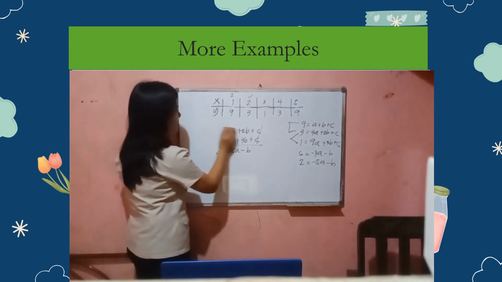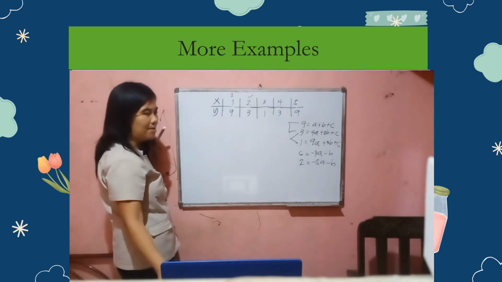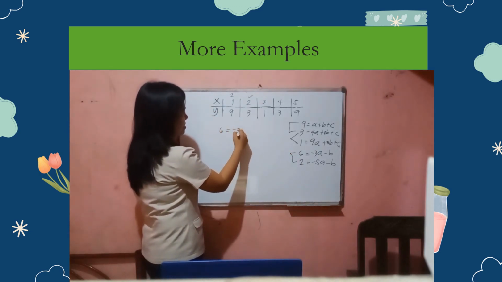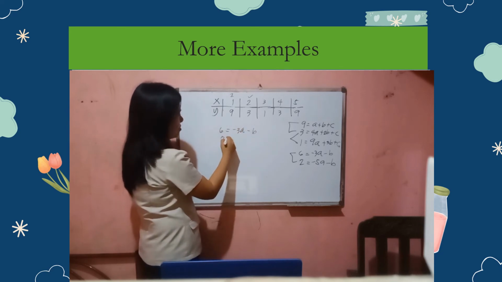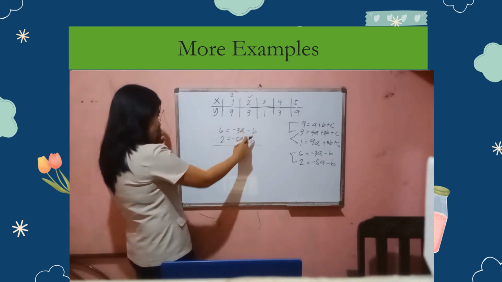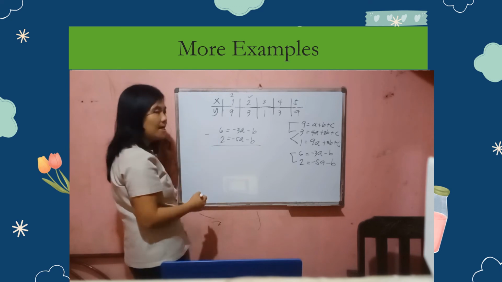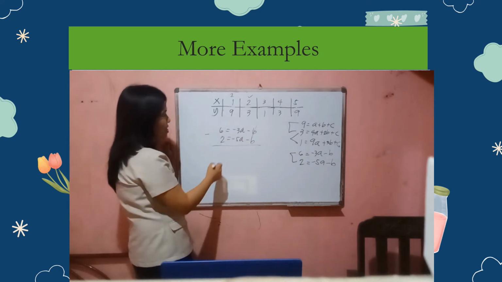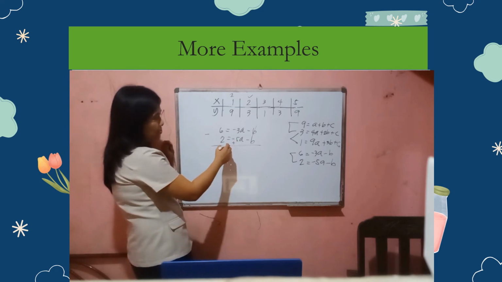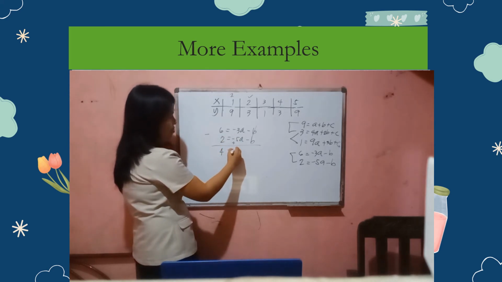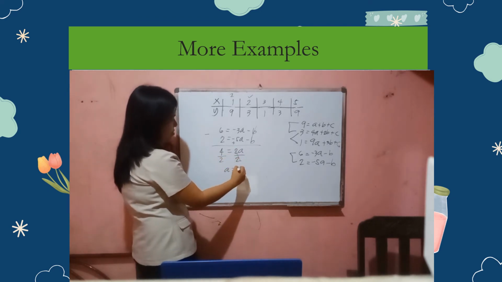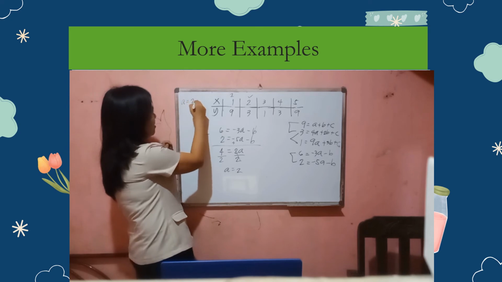Pwede na tayong mag-solve ng isang variable. Grabe, ang haba. Okay, so using equations 4 and 5 na, 6 equals negative 3a minus b. 2 equals negative 5a minus b. Ito yun. Same signs na naman sila. So, sabi ko, pag same signs, minus. So, cancel out. 6 minus 2 is 4. Ito magiging plus. So, 5 minus 3, that's 2a. Divide mo lang siya ng 2. So, you have a equals 2. So, meron ka ng unang value na na-solve.